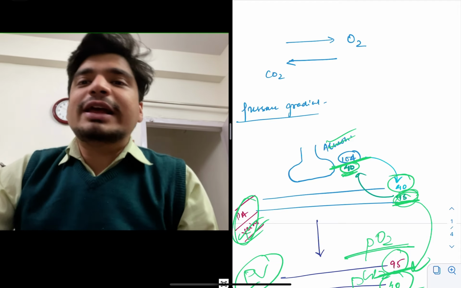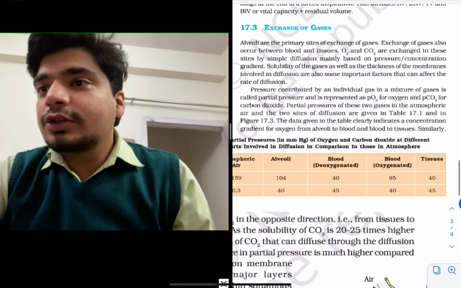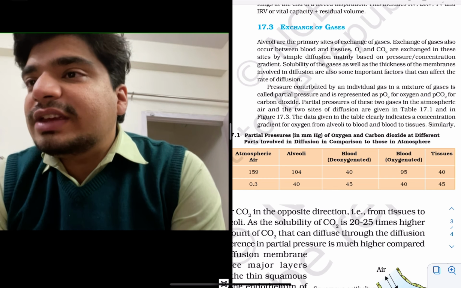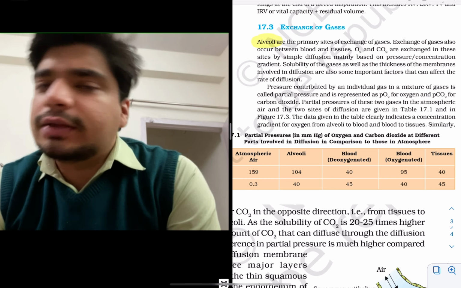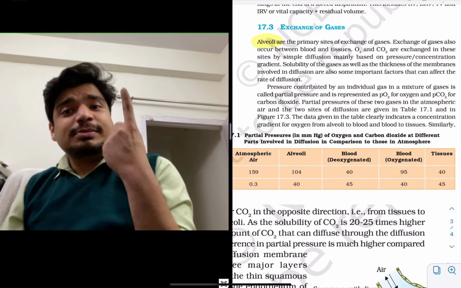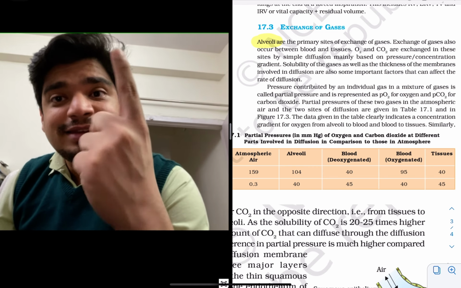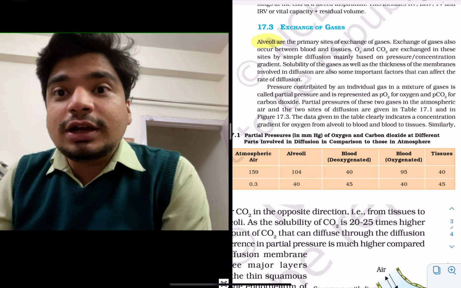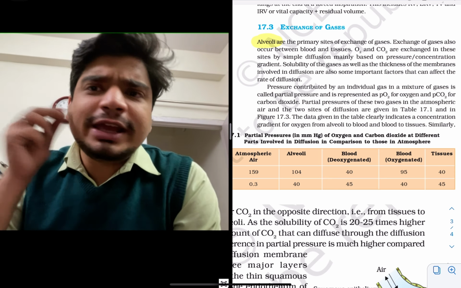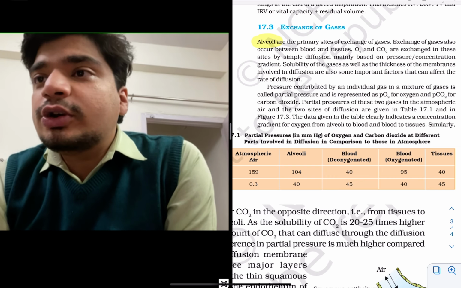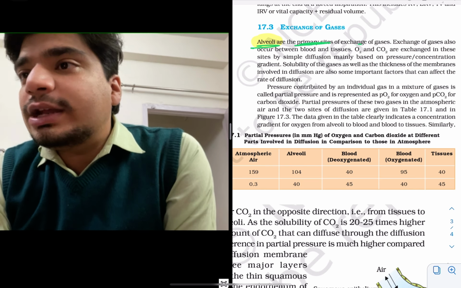Now let's read what NCERT gives. So NCERT says that the primary site of exchange of gases is the alveoli. Yeah, we know that alveoli, they're the thinnest. They're made up of a single cell thick, so that the diffusion is easy. Diffusion cannot occur across a thick membrane. Your skin cannot diffuse. The thin thing can diffuse. So alveoli, obviously, because they are thin, are the primary site of exchange of gases.